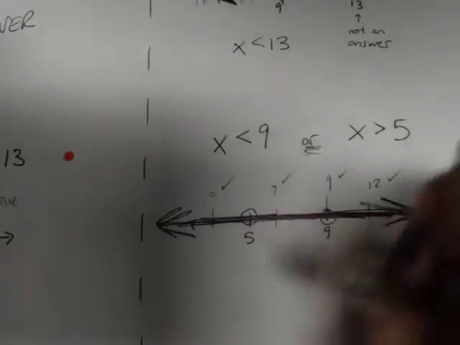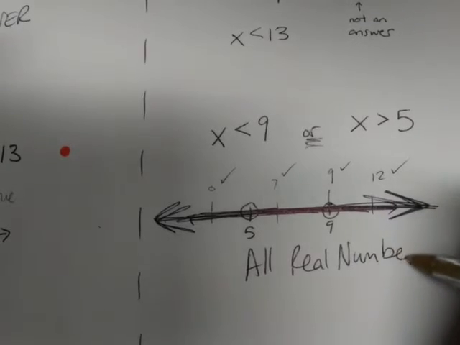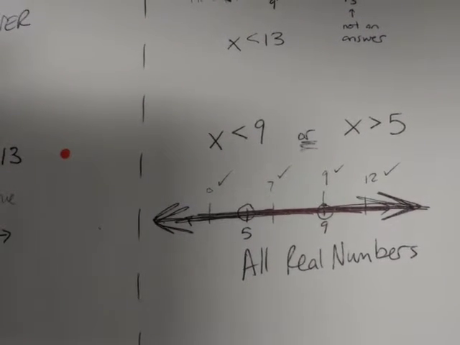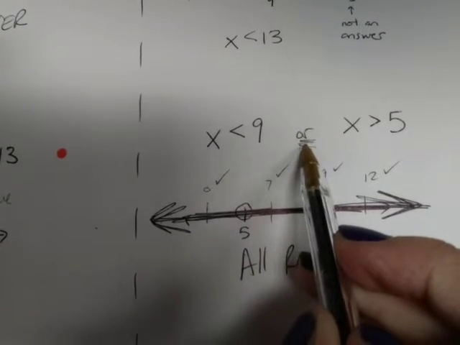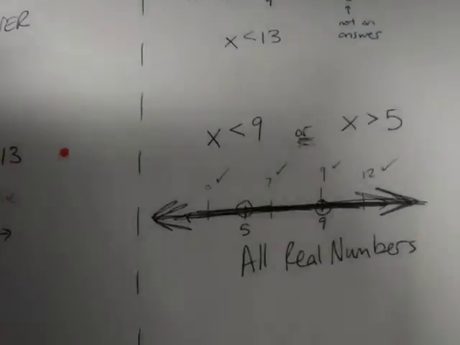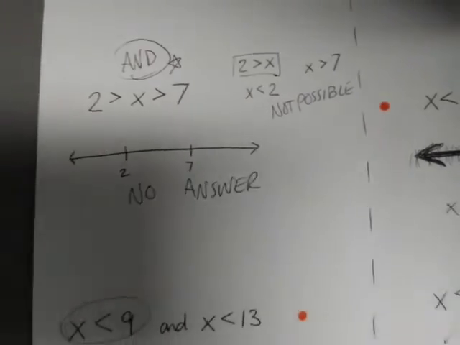Therefore, my solution is all real numbers. Absolutely every answer will work in this inequality because it is or. Like I said, or is very much more forgiving than and. Remember, in and, at one point we had this situation up here where we didn't have any answer at all, and that happens sometimes too.